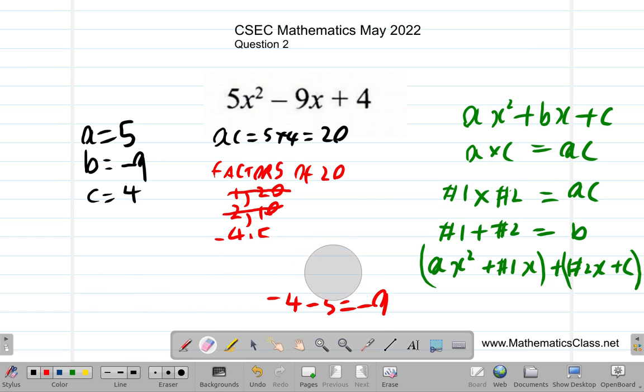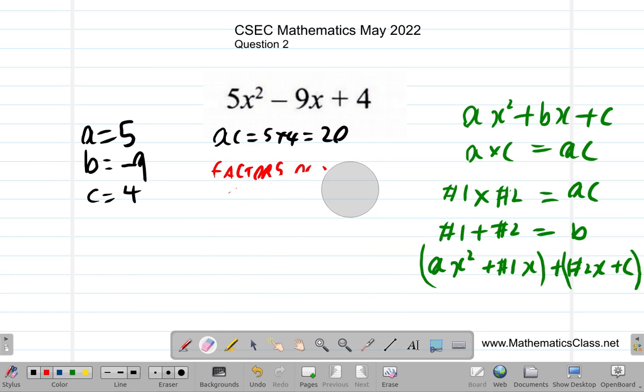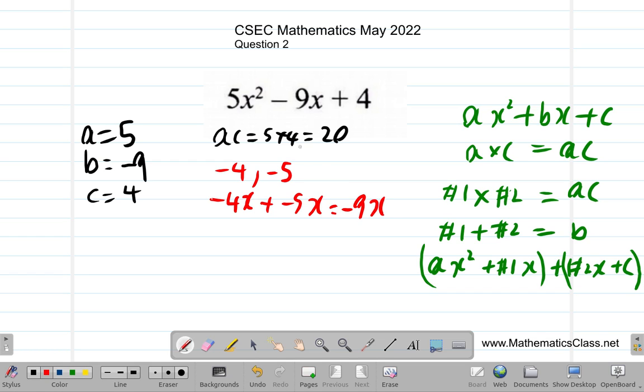So, now we have it. Negative 4 and negative 5. We're working with negative 4 and negative 5. Now, what we're supposed to do again? You're going to consider, since negative 4 and negative 5 add to give negative 9, then the fact is negative 4x plus negative 5x gives you negative 9x. So you're going to split the negative 9x into negative 4x and negative 5x. You see that?